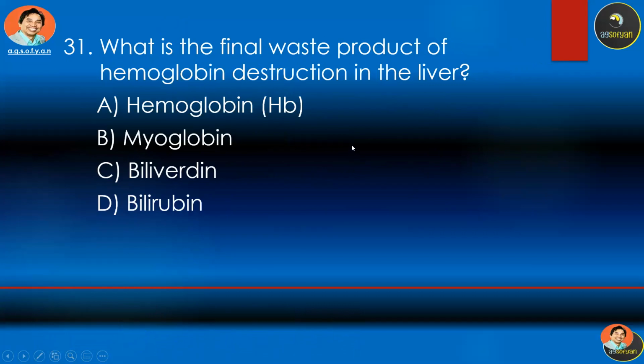What is the final waste product of hemoglobin destruction in the liver? A, B, C, or D? Okay, remember hemoglobins only last about 120 days, so they have to be broken down in the liver, and the final product is called bilirubin.